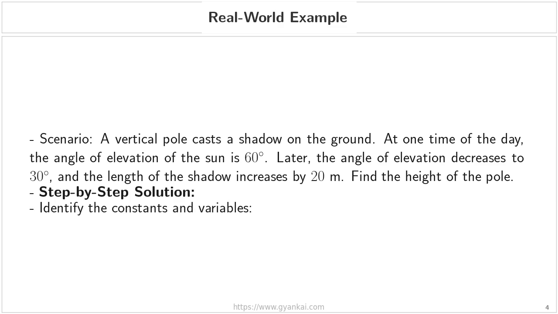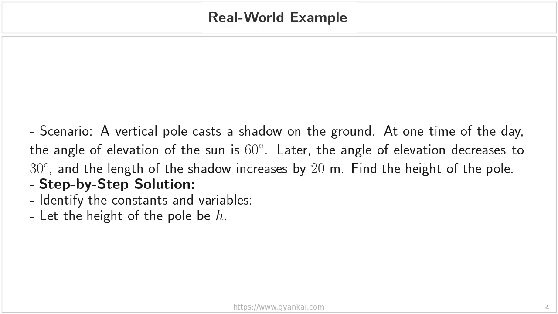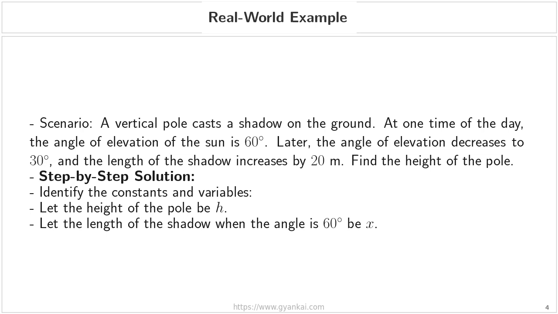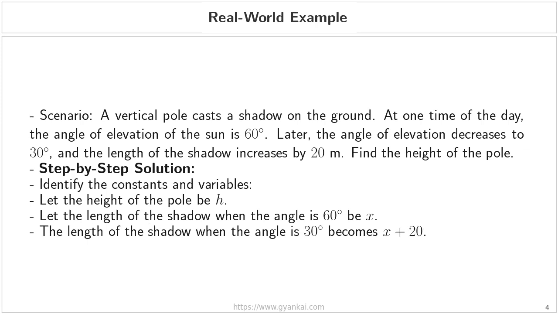To solve this, we need to start our step-by-step solution by identifying our constants and our variables, just as we discussed in the previous slide. First, let's define the height of the pole as h. This is our constant value that remains unchanged throughout the problem. Next, let's represent the initial length of the shadow, the one formed when the sun is at 60 degrees, as x. Finally, we must account for the change in length. Since the shadow increases by 20 meters when the angle drops to 30 degrees, the new, longer shadow length will be represented as x plus 20.